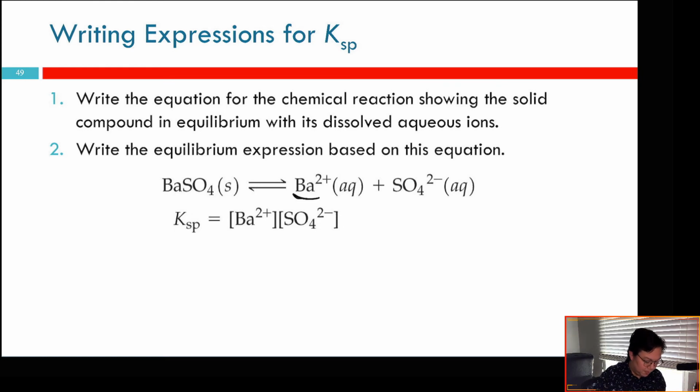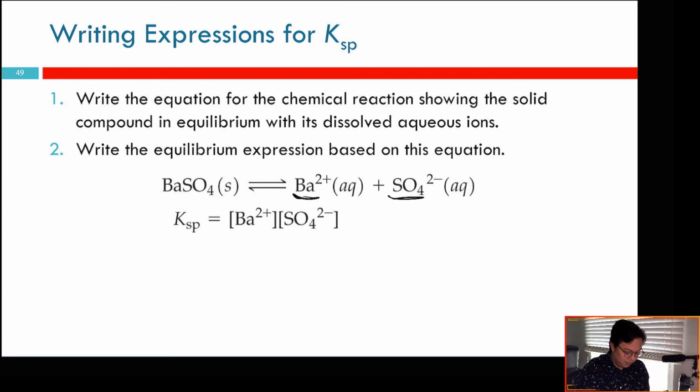So we get barium 2+, and we get sulfate 2-. And that's our KSP. And you can see that, again, we've excluded barium sulfate from the KSP. And again, if it's products over reactants, then the implied denominator here is 1.